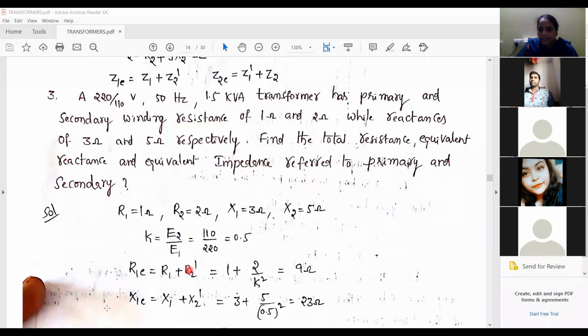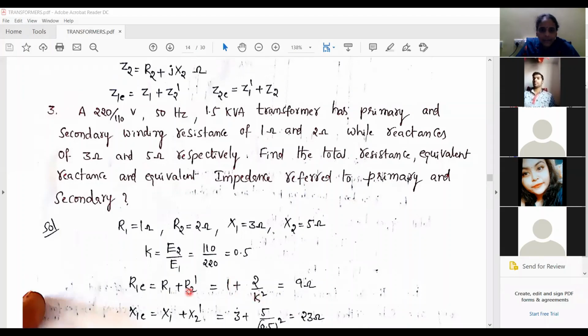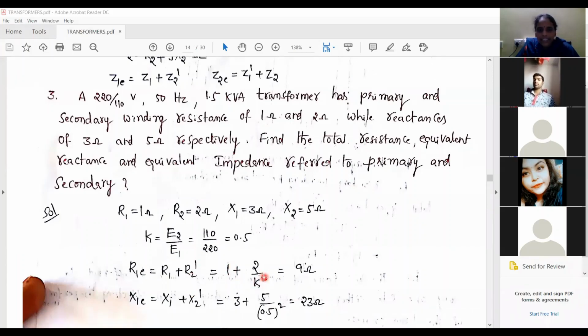Okay. Now this is R1e, which means I am transferring the secondary parameters to the primary. So the total resistance becomes R1 plus R2 dash. Is it clear? Yes, ma'am. Now R1 is given as 1 ohm and R2 dash is R2 by K square. R2 is 2 ohms, K square is 0.25. So you get the total resistance as 9 ohms. Is it clear?